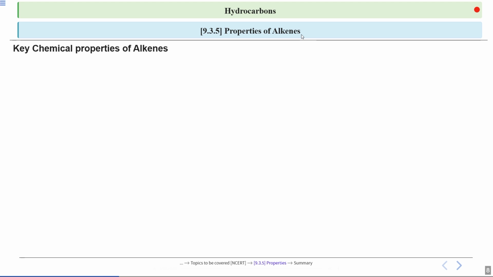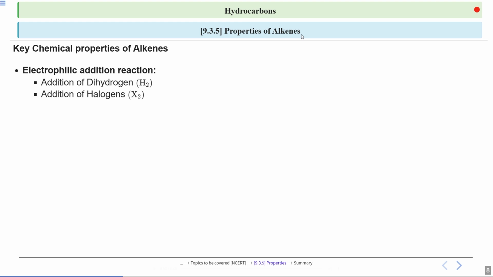starting with, so what we will do is we will divide our whole set of reaction of alkenes into two parts. The first one is electrophilic addition reaction. So this electrophilic addition reaction involves addition of dihydrogen to an alkene. So this process is called as hydrogenation. Next we have addition of halogen, which is represented by X2, and X can be chlorine, bromine or iodine. After that we have addition of hydrogen halides. So here hydrogen halide is represented by HX, where X is a halogen like chlorine or bromine.